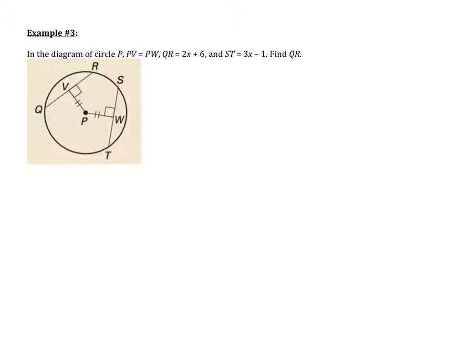So here's example number 3. In the diagram of circle P, PV and PW are congruent, and we're shown that by the marking of the 2 tick marks. QR is 2x plus 6, and ST is 3x minus 1. They want us to find QR. Using that last theorem, we know that if 2 chords are equidistant to the center of the circle, and again, it's important that we see that it's perpendicular. If those perpendicular symbols weren't there, we could not use that theorem. But according to that last theorem, if 2 chords are equidistant to the center of the circle, then I know that QR and ST are congruent.